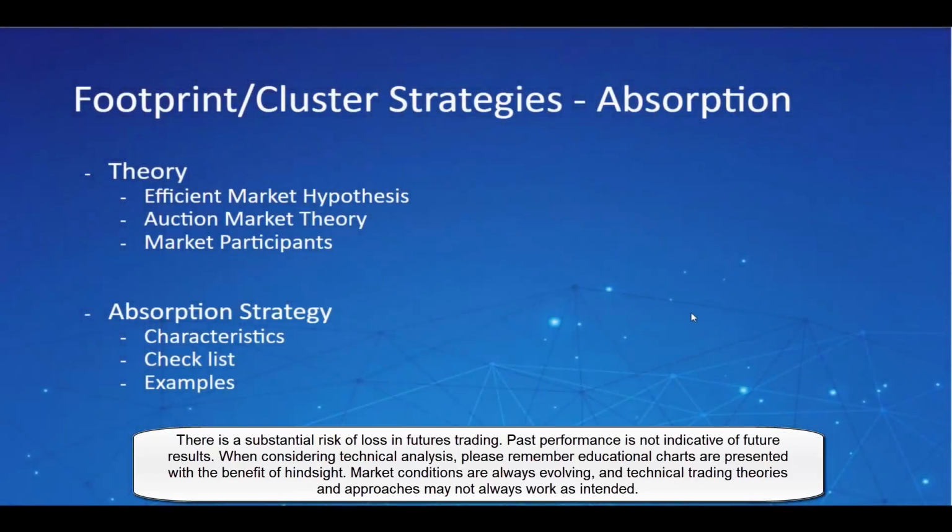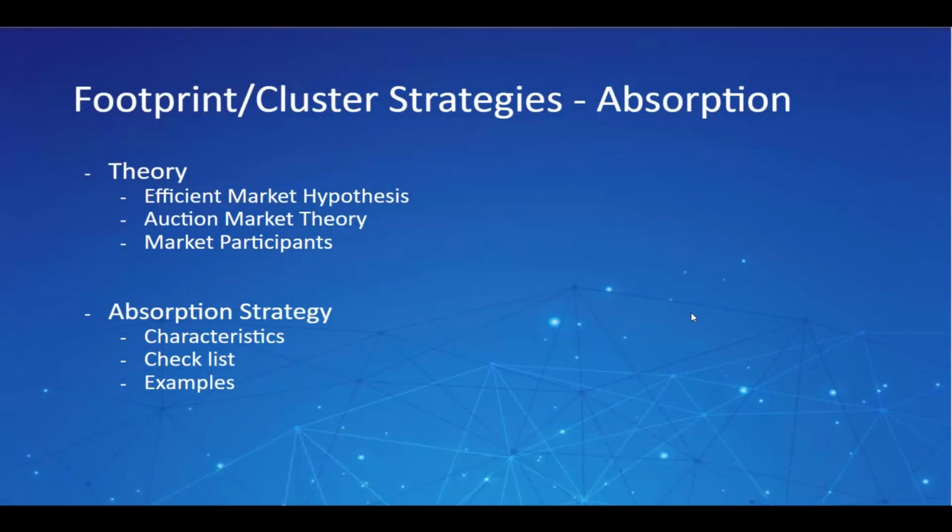Got an educational video. We're going to be looking at the footprint charts, also known as cluster charts, on Optimus Flow. We're going to be going through a strategy called absorption. First part of the video, we're going to focus on theory, on why absorption is present in the marketplace. These theories are efficient market hypothesis, auction market theory, and then we're going to be conceptualizing the different types of market participants that are most active and most relevant for absorption.